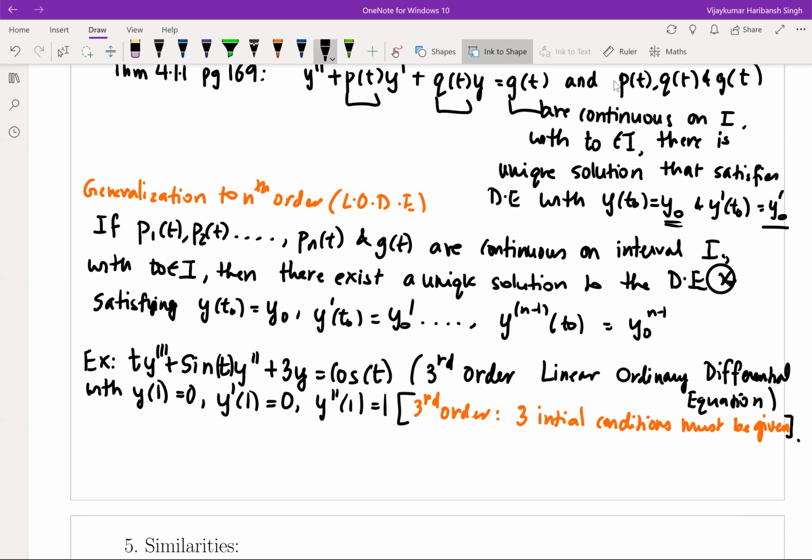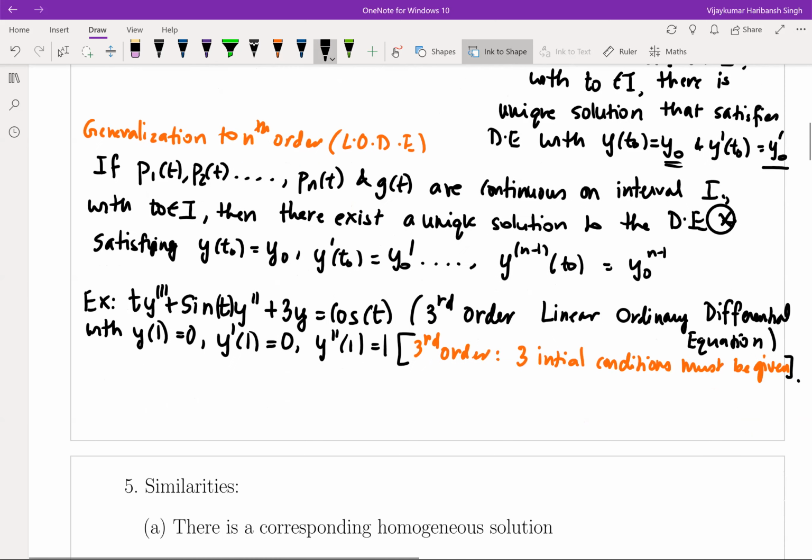Okay, so let's work on this. What is the problem? The question is, on which interval does it have a unique solution? So we want to apply the existence and uniqueness theorem.